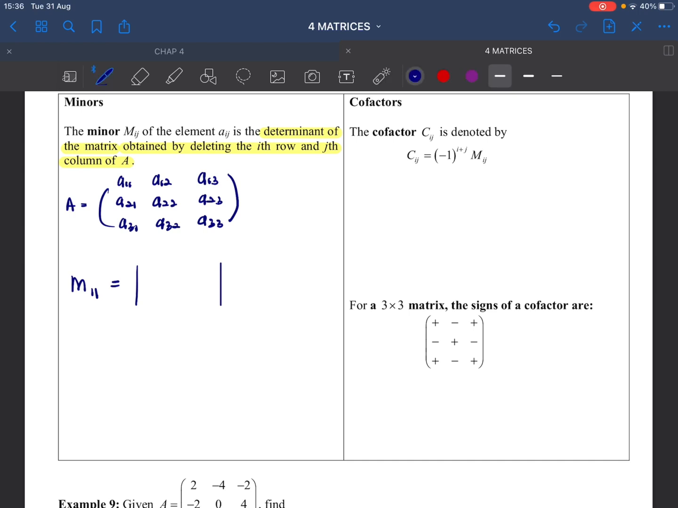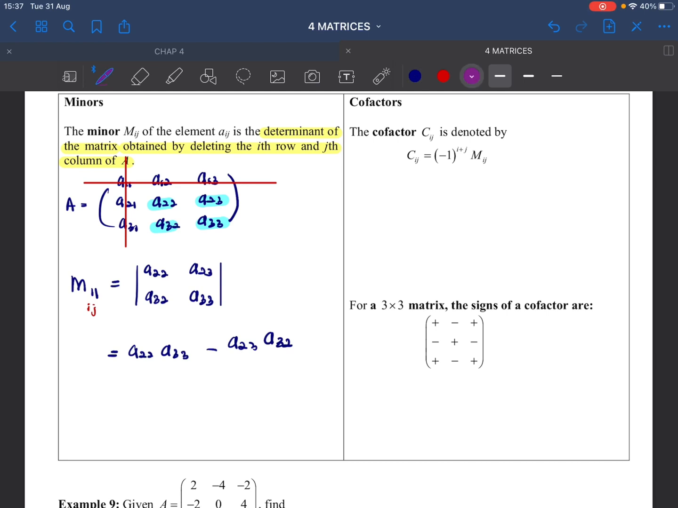So ini ialah I kamu, ini ialah J. So satu-satu dekat sini kan, row yang pertama, kolom yang pertama. So kalau kita padamkan dia, padamkan row pertama, padamkan kolom pertama, apa yang tinggal hanyalah A22, A23, A32, A33. So kita akan cari determinant for this one, which is we are going to get minor 1,1 is equals to A22 A33 minus A23 A32. Okay, nampak macam susah sebab banyak sangat A dekat situ kan, secara general.